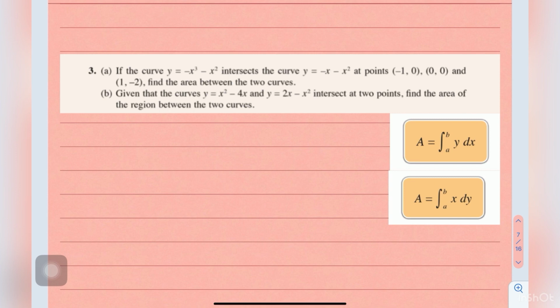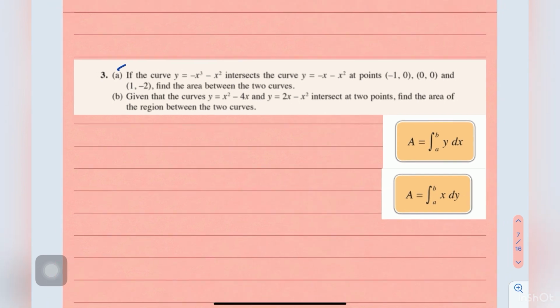Okay, so now we are going to discuss question number 3a. If the curve y equals negative x cubed minus x squared intersects the curve y equals negative x minus x squared at points (negative 1, 0), (0, 0) and (1, negative 2), find the area between the two curves. To imagine the situation clearly, it is easier if you draw these two curves first.